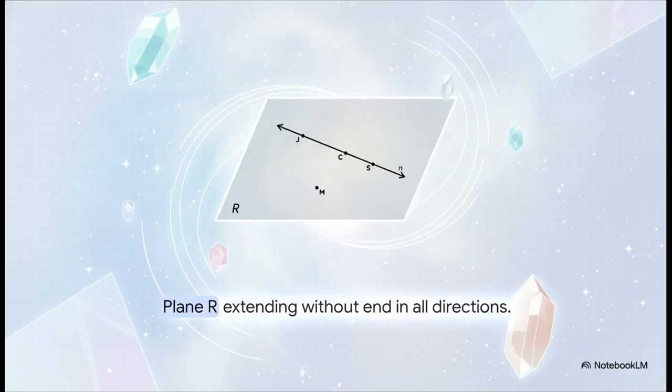Moving on, our third undefined term is the plane. A plane, like plane R shown here, is just a totally flat surface that extends without end in all directions. Notice how line N, along with points J, C, and S, all live perfectly flat right there on that plane.